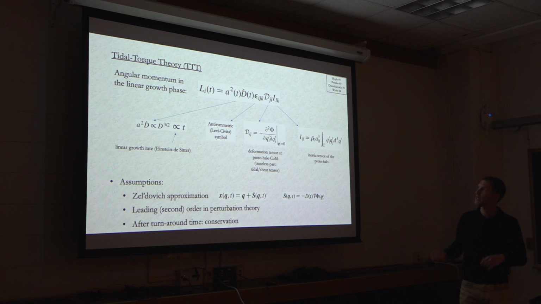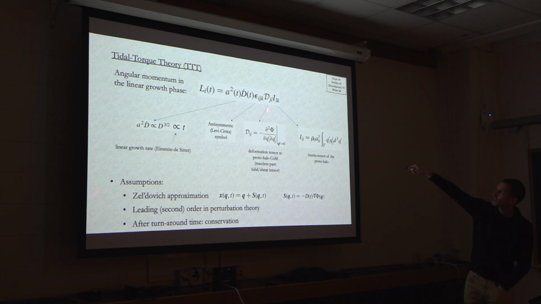It's pretty old, and it says the following: in the linear growth phase of density perturbation in the universe, the angular momentum is proportional to the tensor of inertia of a protohalo, a region in space that will eventually collapse to form a halo. So it's just the inertia tensor.